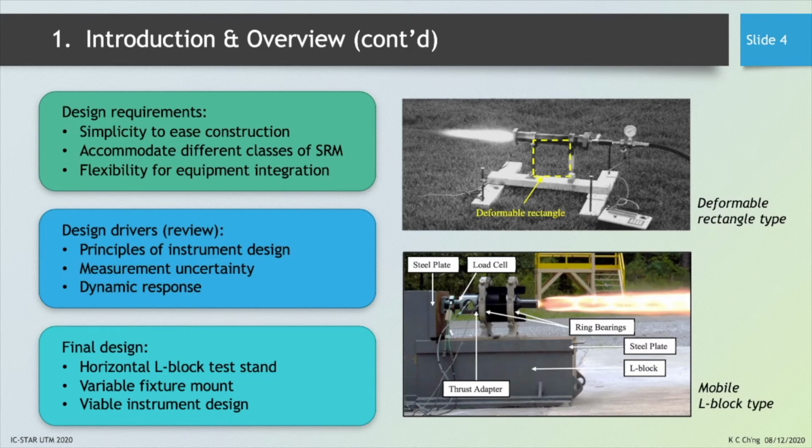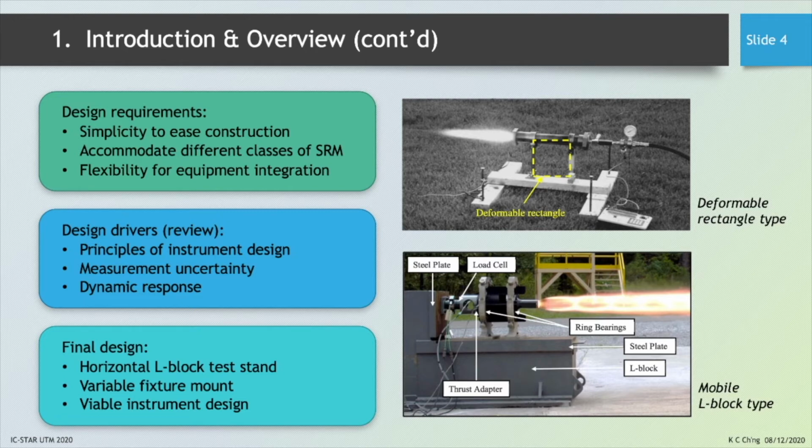The vertical test structure is eliminated as it is more likely to be subjected to lateral oscillations, and therefore the horizontal test structure is chosen. The L-block type is a more stable application as it can reduce lateral loadings as well, while the deformable rectangle type will be subjected to more noise during data acquisition. And so, the final design chosen is the horizontal L-block stand. Our design also features a variable fixture mount along with a variable instrument design. This is to cater to customizability to test a variety of SRMs, while the instrument design can accommodate higher range and sensitivity of load cell, with an enclosure and alignment mechanism in an effort to reduce errors in measurements.